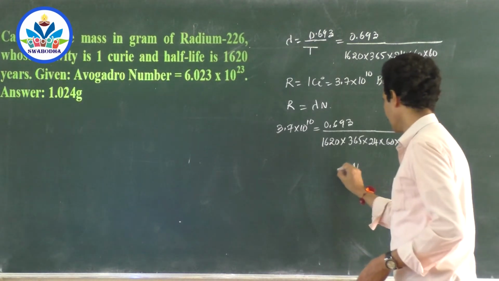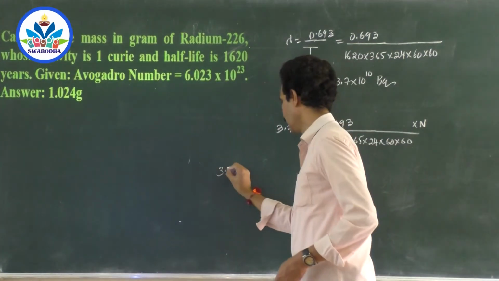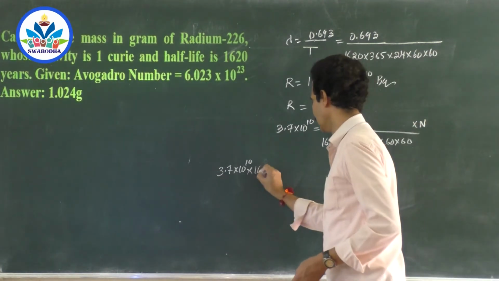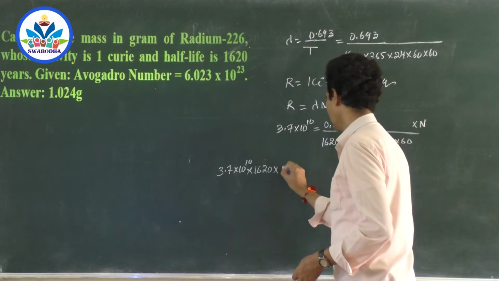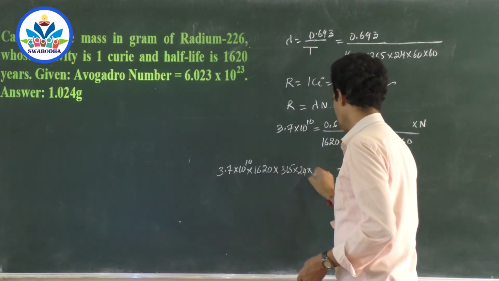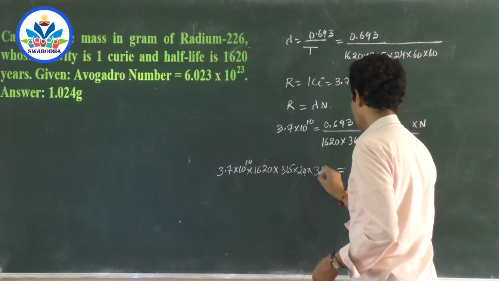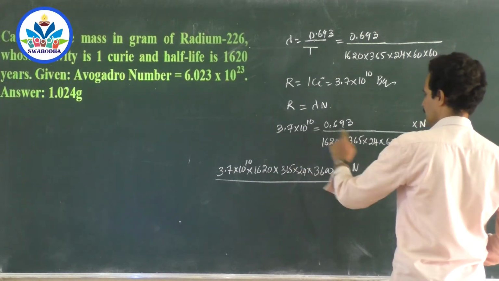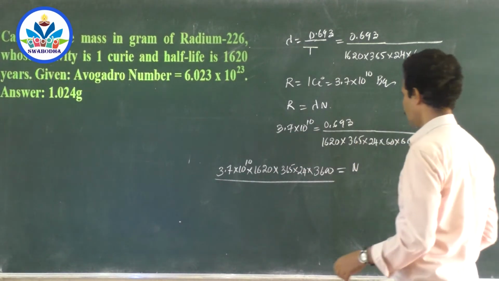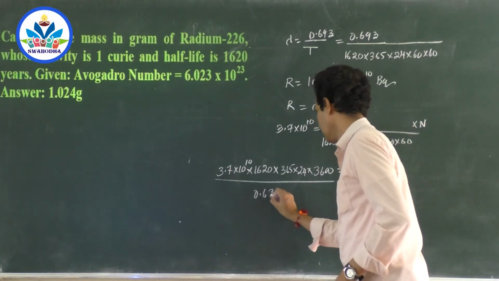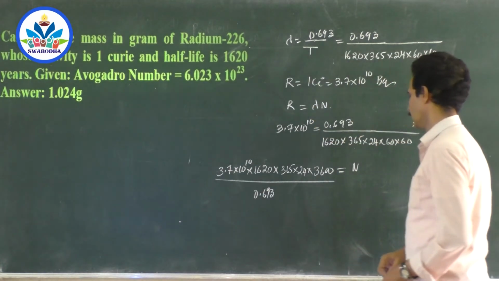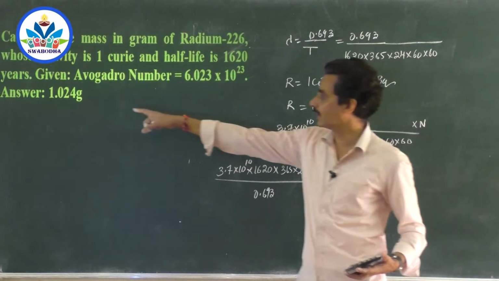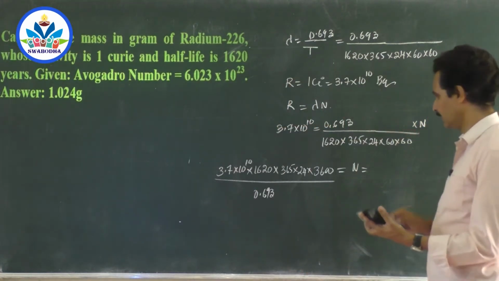What is the number of atoms in the sample? N is equal to 3.7 into 10 to the power 10 into 1620 years, 365 days, 24 hours, 60 minutes into 60 seconds, 3600, over 0.693. Everything is over, and this becomes easy. So what is the number of atoms in the sample, which shows that much activity, 1 curie? So the answer should be at least 1 gram, very close to 1 gram. Okay, we will do that.